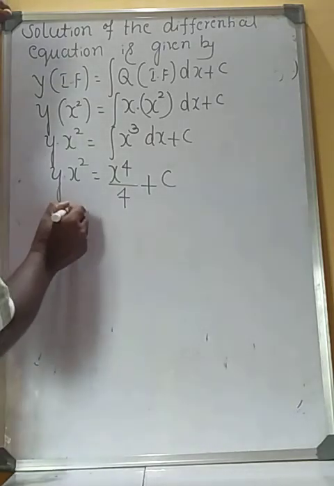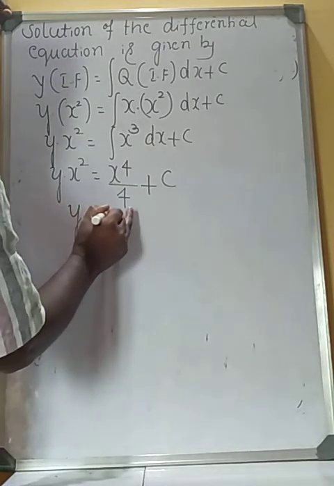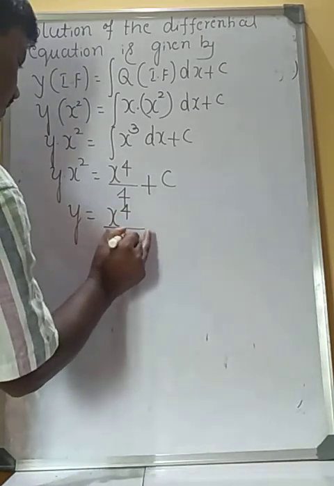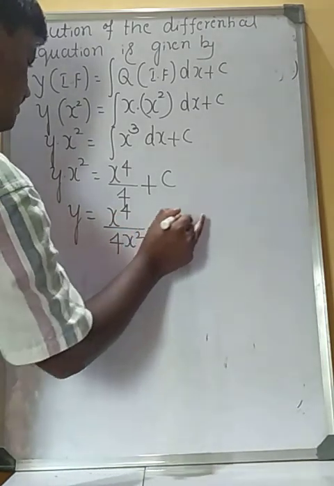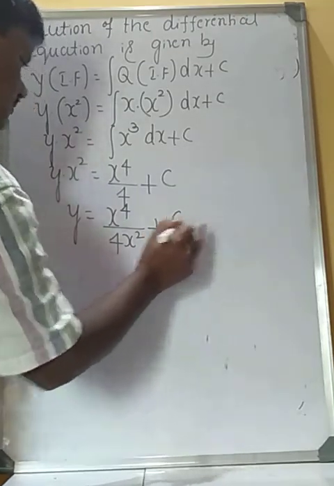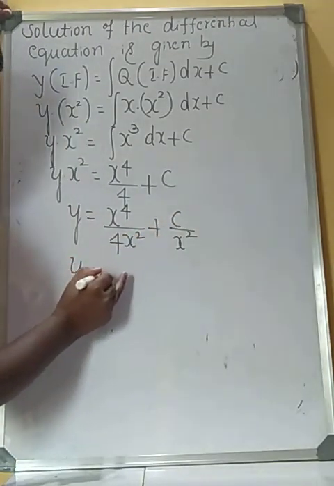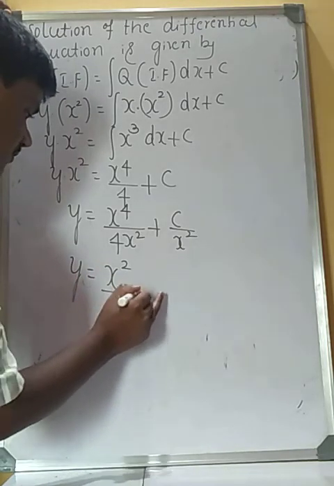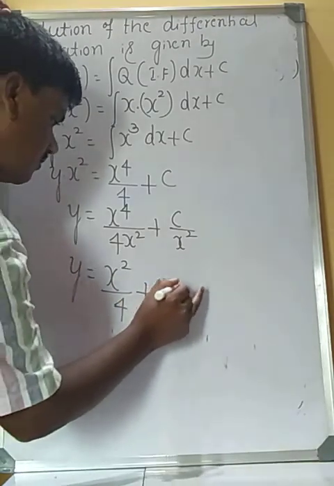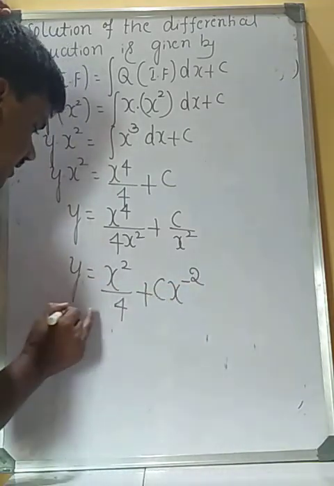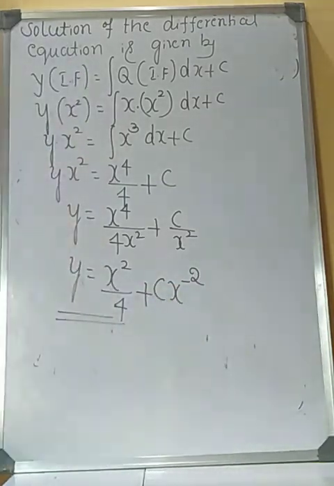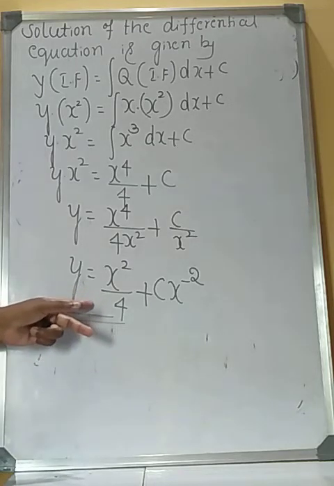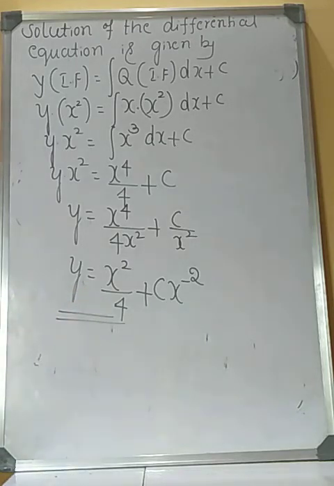So therefore y is equal to x to the power of 4 by 4 x square plus c by x square. So therefore y is equal to x square divided by 4 plus c into x to the power of minus 2, which is the required general solution of the given differential equation.